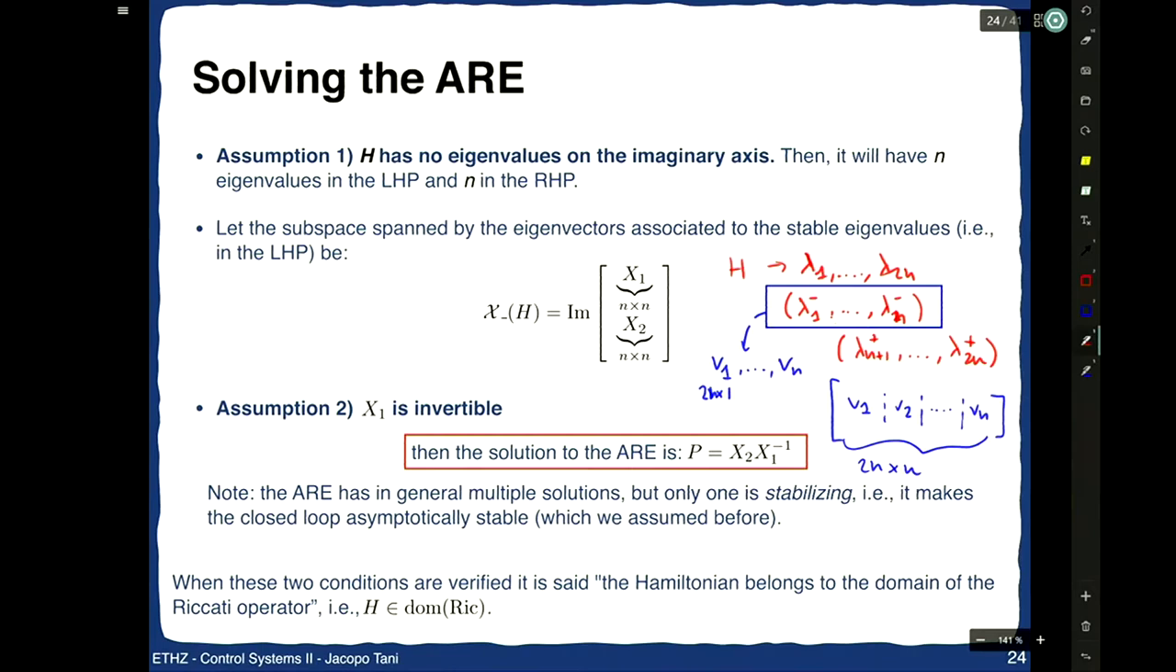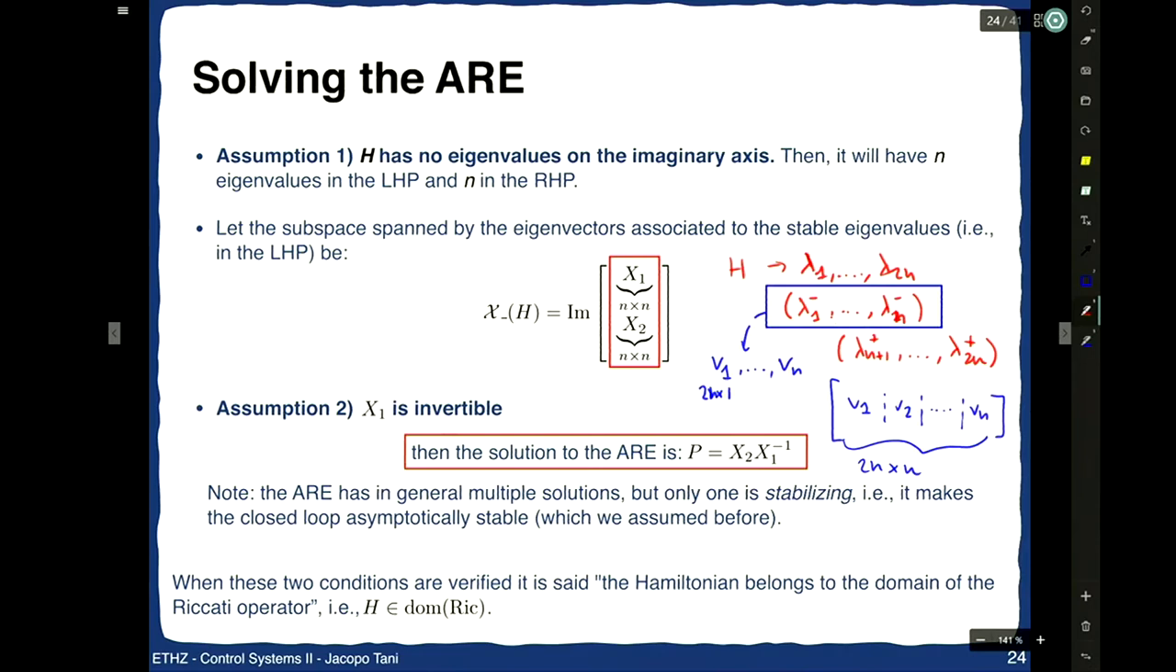And we partition it such that we get two square matrices, and we call the top one X1, the bottom one X2. And this is nothing but the collection of all the stable eigenvectors, so to speak. Then it can be shown that the solution to the algebraic Riccati equation is given by these two subcomponents of the stable subspace.